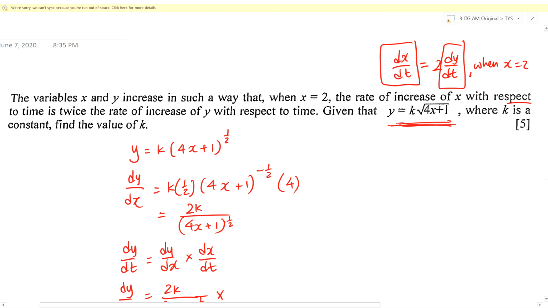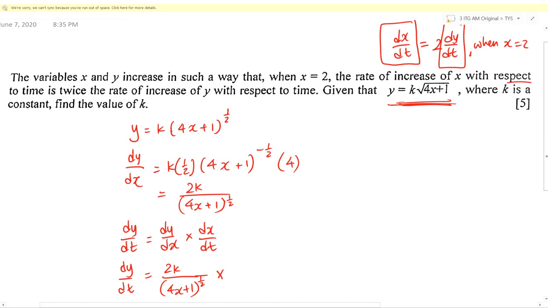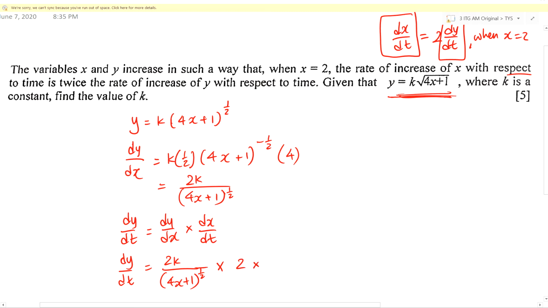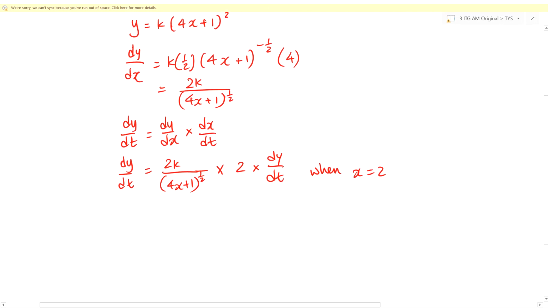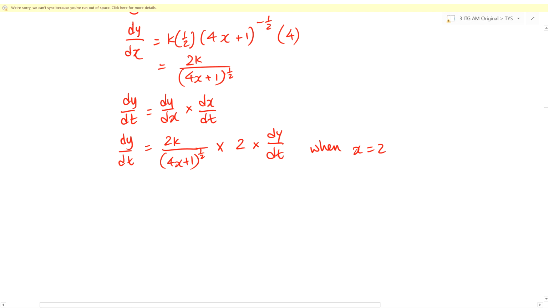Do you have an expression for dx/dt? Yes, you do. From the question, they said that dx/dt equals 2 dy/dt. But there's a condition. It is when x equals 2. So we're going to replace dx/dt with 2 dy/dt as well as write down the condition. So dx/dt is 2 times dy/dt when x equals 2. Since we mentioned the condition, we should substitute the x over here with 2, because that is when it is true. Let us replace this 4x with a 2.